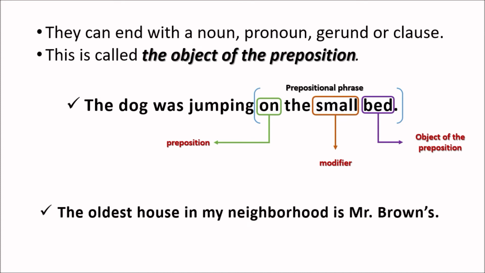Now check this other example. The oldest house in my neighborhood is Mr. Brown's. So the same case, you got your preposition here, you have your object of the preposition, and then you have your modifier. In this case, we do not have the determiner. In this case, we don't have a modifier, we don't have an adjective or anything else, we just have a possessive pronoun that is considered a determiner, just as definite or indefinite articles.